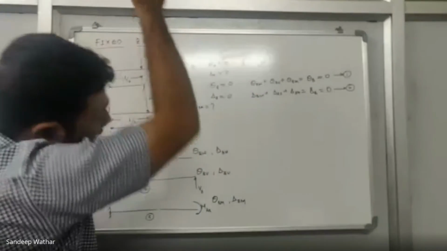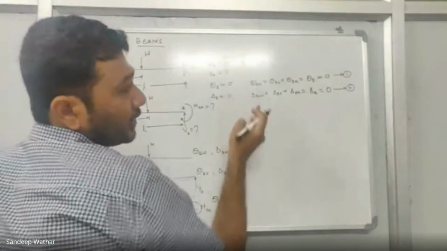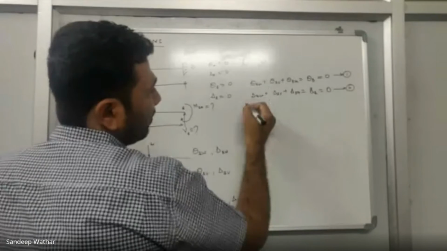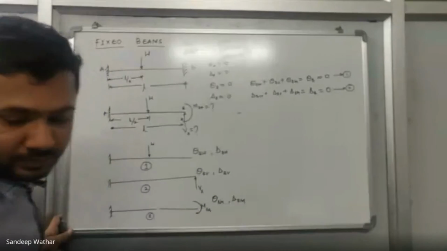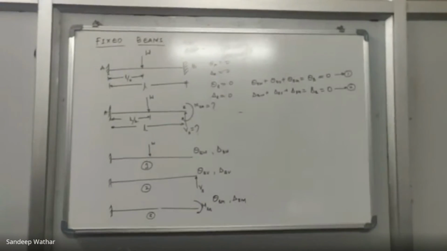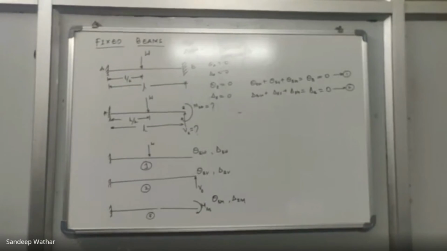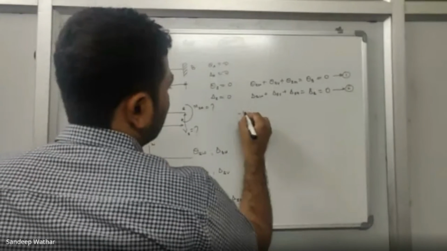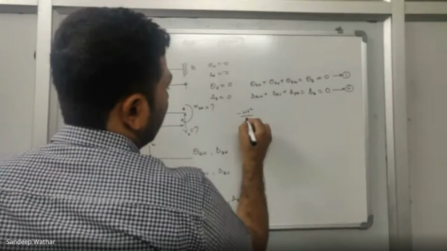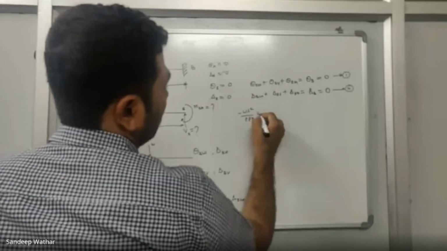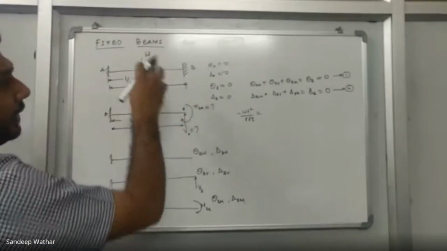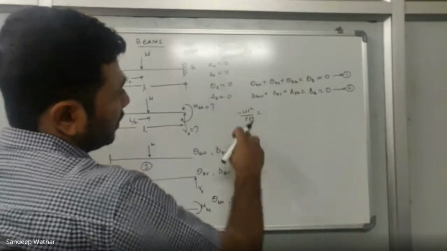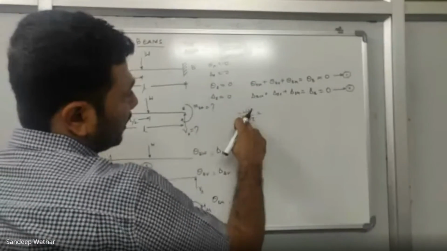Now let me rewrite these two equations with respect to the values that we calculated. So if you remember, what is theta BW? Theta BW is equal to WL square divided by 6EI. I hope this is a minus symbol. You all remember this. I made that small correction which I had not written earlier. So theta BW is minus WL square by 6EI.